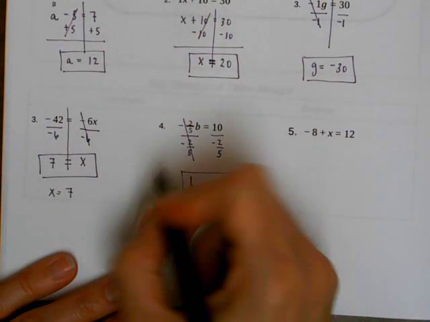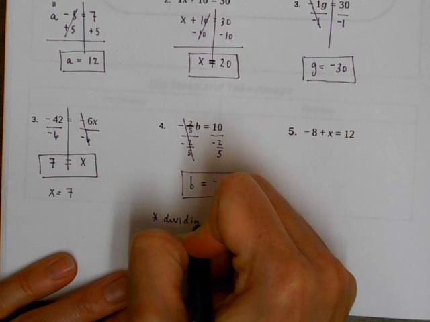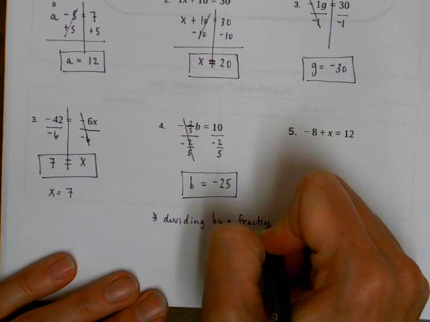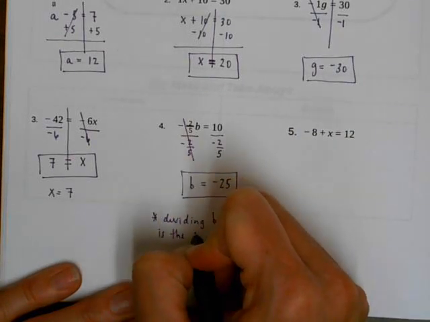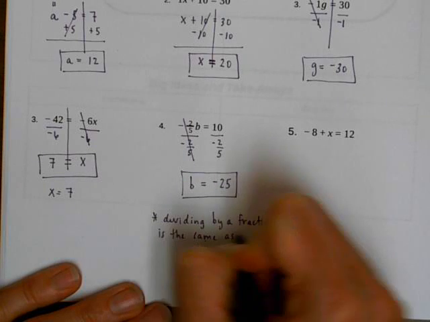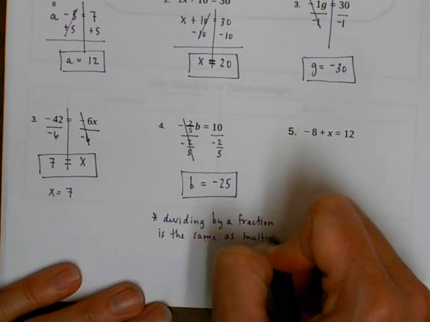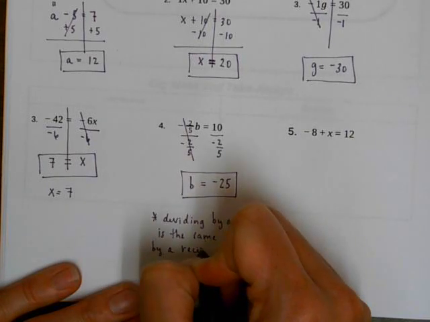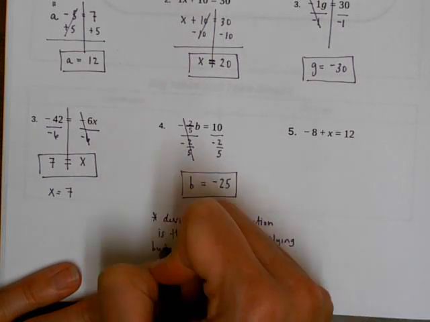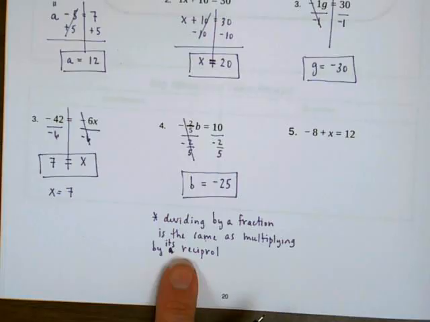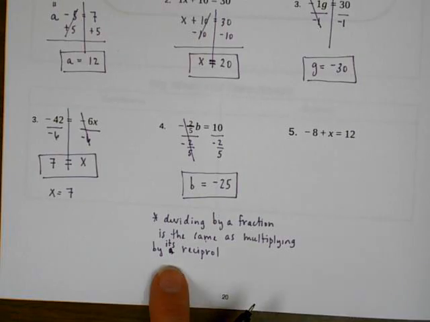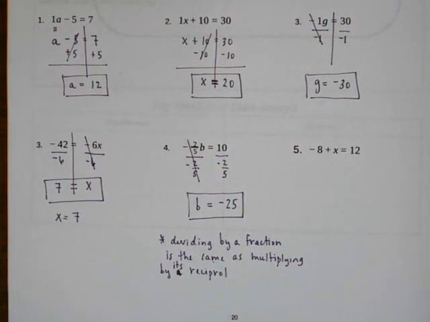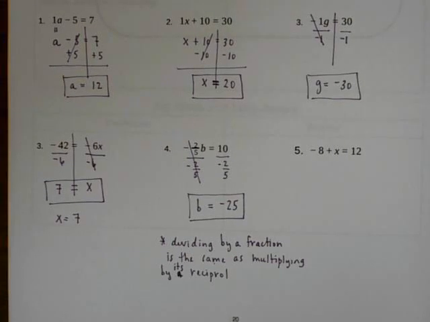But here's a little trick. Dividing by a fraction is the same as multiplying by its reciprocal. So dividing by a fraction is the same as multiplying by its reciprocal. And if you remember, a reciprocal means we switch the numerator and the denominator. So here's what that would look like.